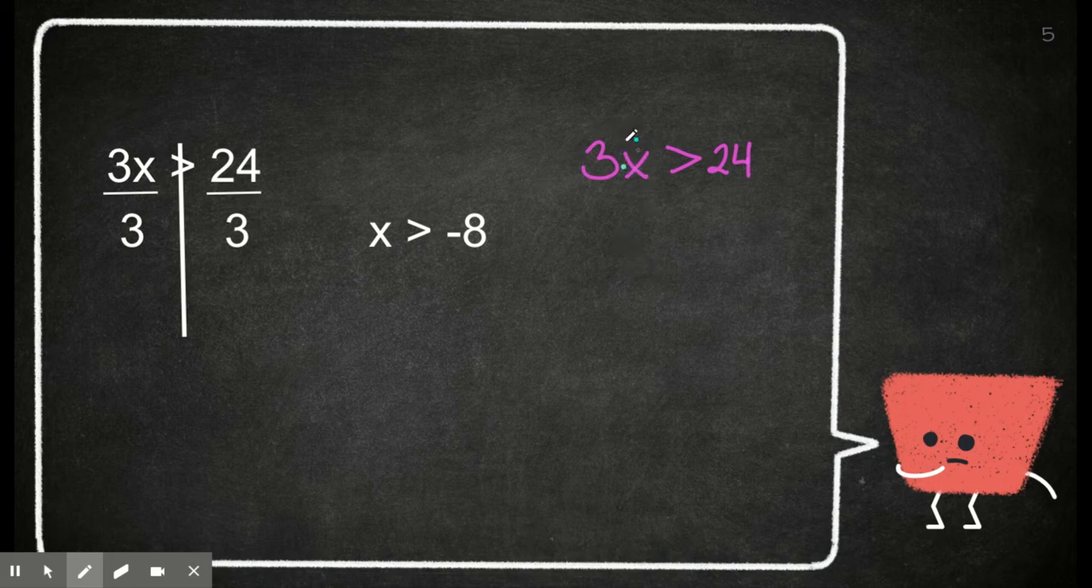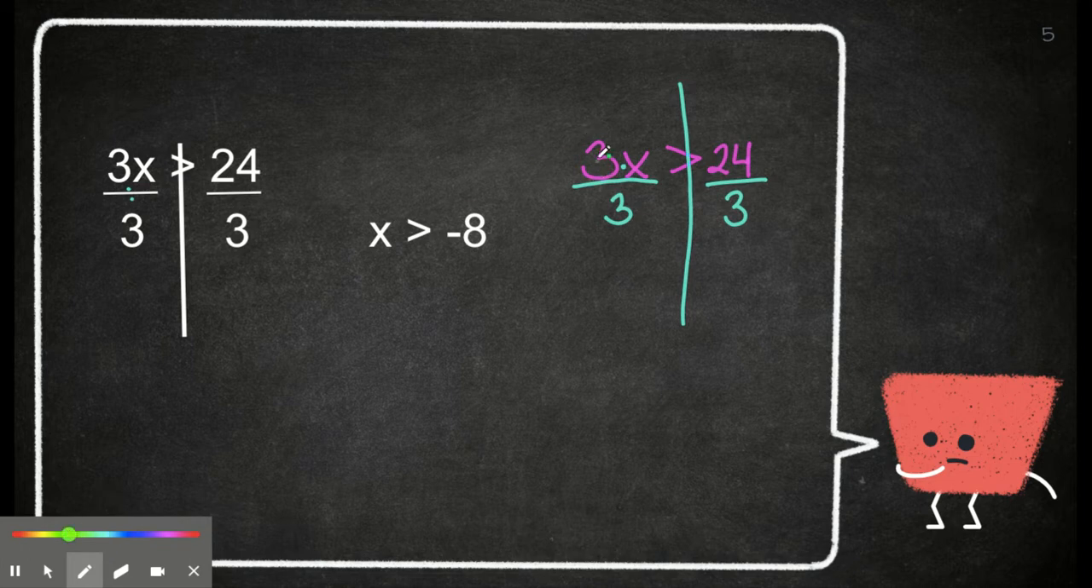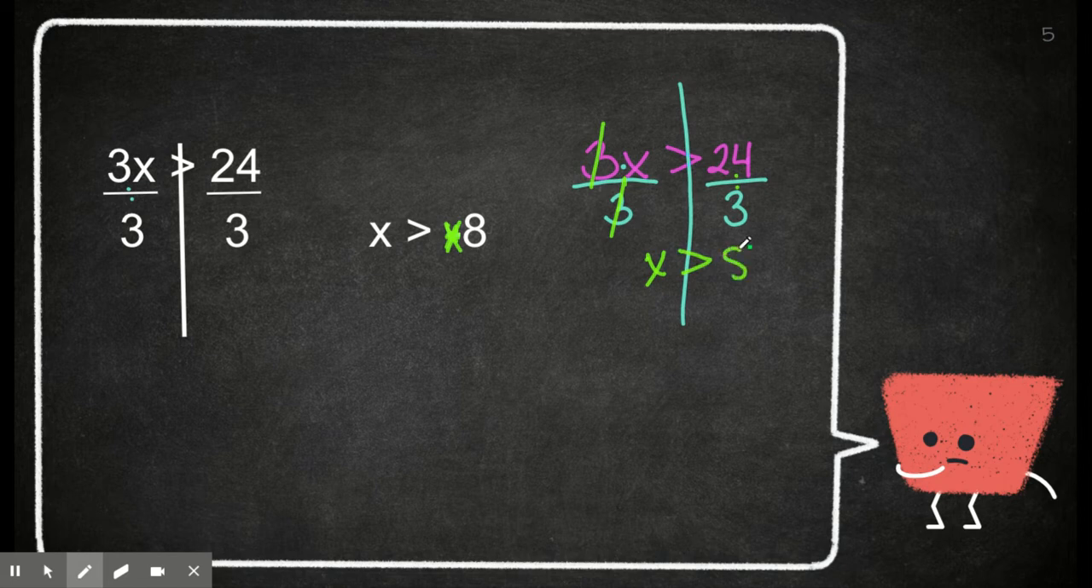So in order to get rid of this 3 that we are multiplying by the x, we have to divide by 3. So I'm going to go ahead and divide by 3. Whatever we do to one side, we need to do to the other. So I'm going to divide by 3 over here as well. 3 divided by 3 is just 1. So these cancel and you're just left with x. And over here, 24 divided by 3 is 8. And I'm not quite sure why she has a negative 8 here. So it's not negative, it's positive. So x is greater than 8.